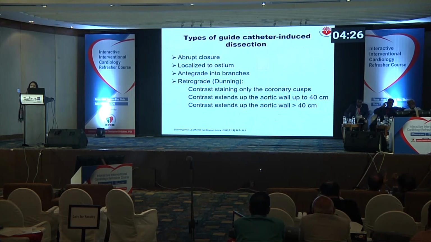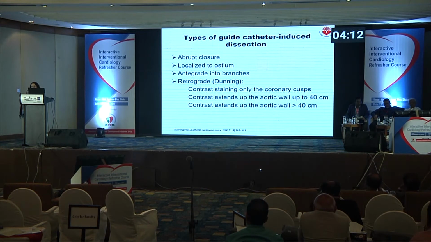Again, guide catheter induced dissections are also categorized in various ways, like left main abrupt closure localized to the ostium, anterograde or retrograde. Here the retrograde type is classified in a different way. Contrast which only stains the coronary cusps is one type, and contrast extending up the aortic wall but less than 40 millimeters is another. When it extends beyond 40 millimeters, this is another type of aortic dissection.